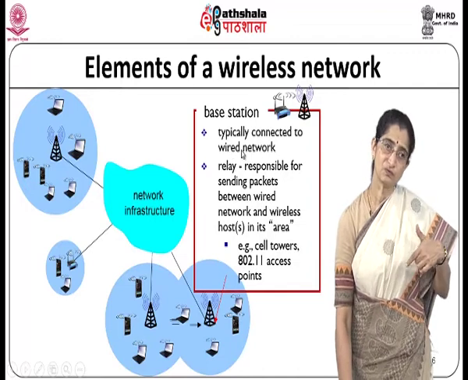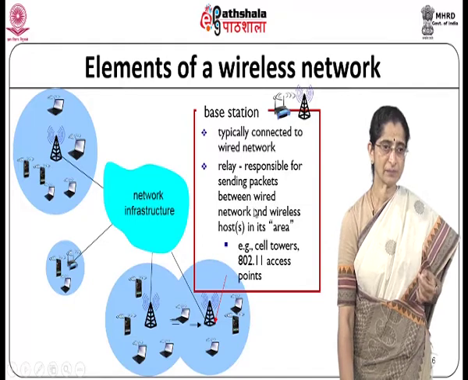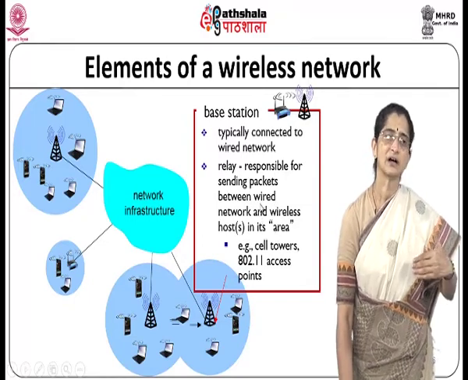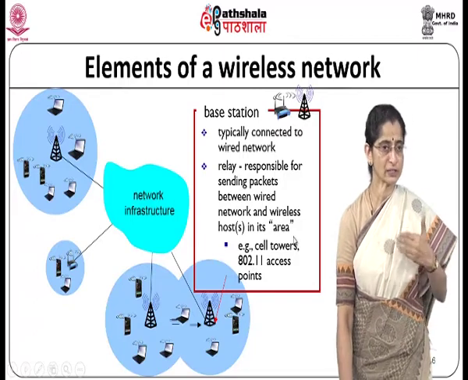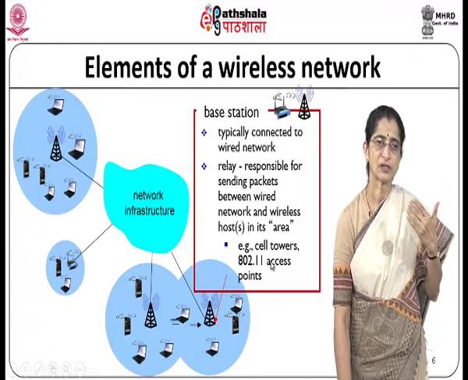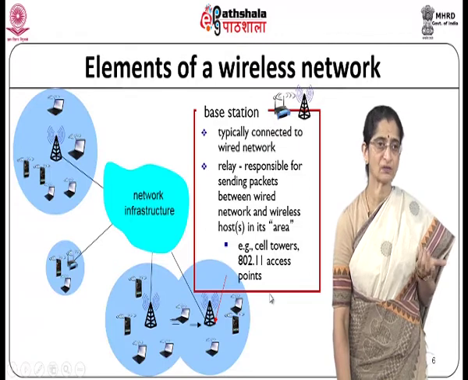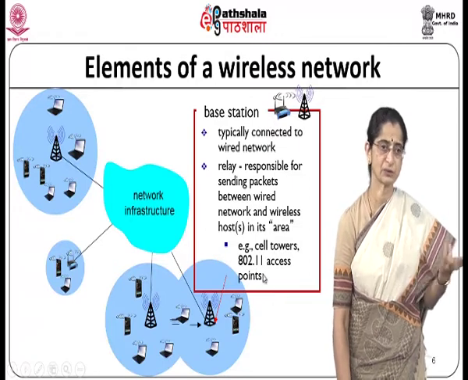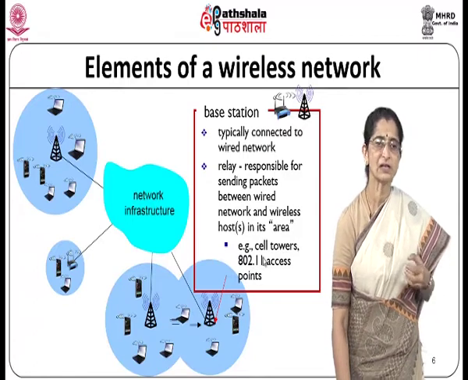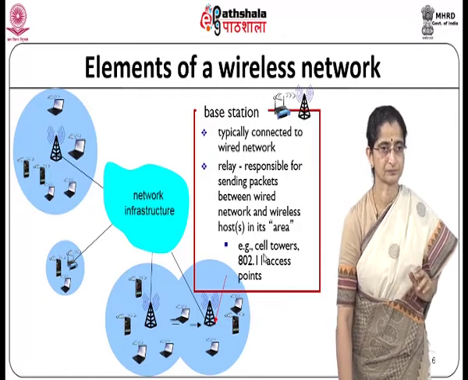Typically these base stations would be connected to a wired network. They are responsible for sending packets between the wired network and the wireless network. They will have a responsibility for a particular area, taking packets that are there in their area to the wired network. For example, your cell towers, your 802.11 access points. Depending on what kind of wireless technology we have, there are different names that are given to these central or infrastructure kind of devices. They take the responsibility of connecting up the wired world and the wireless world.